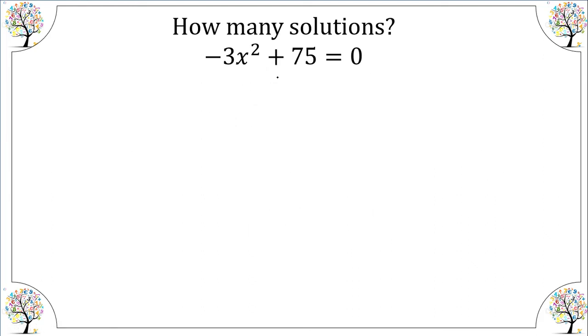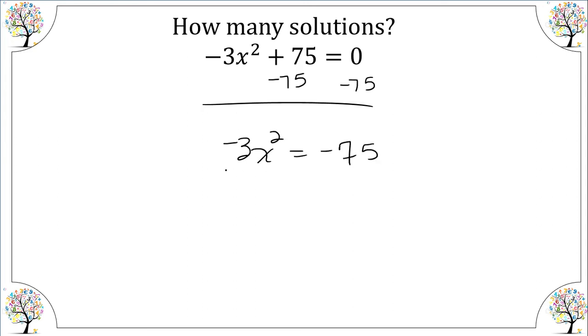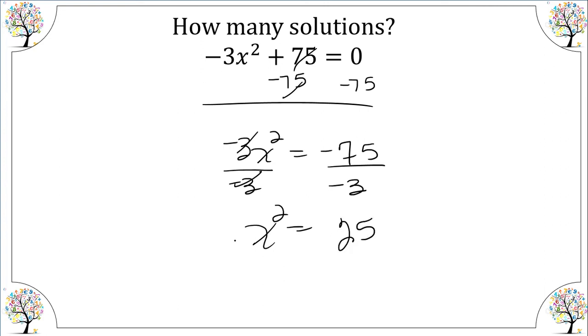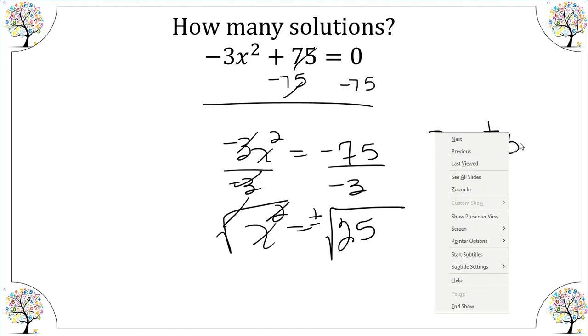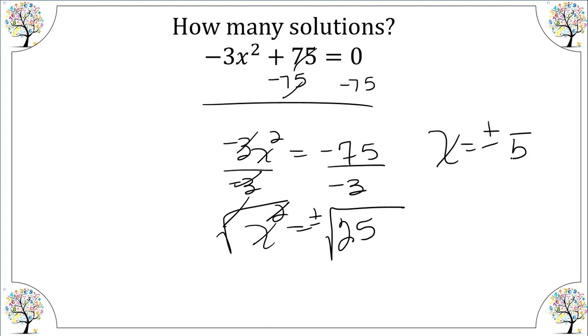Okay, let's try this one. We're going to bring down negative 3x squared equals negative 75. We're going to use the division property of equality. We get x squared. This time we get a positive 25. So when we take the square root, we're taking the square root of a positive number. And we do have two solutions of positive and negative 5. So two solutions.